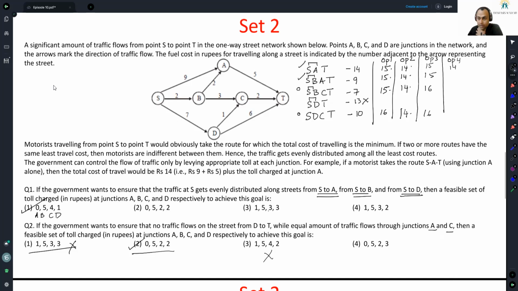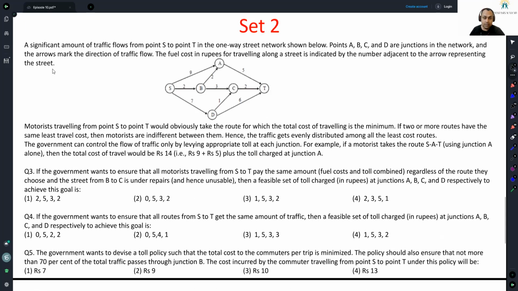05. So 14 and 14. Then 7 more. So 14. Last is 5 more. So 15. Again, this is not good. This is not good. This is as good as option 1 itself. 66% of the traffic will flow through A. 33.33% of the traffic will flow through C. This is not ideal. So this is also gone. Answer has to be option 2.